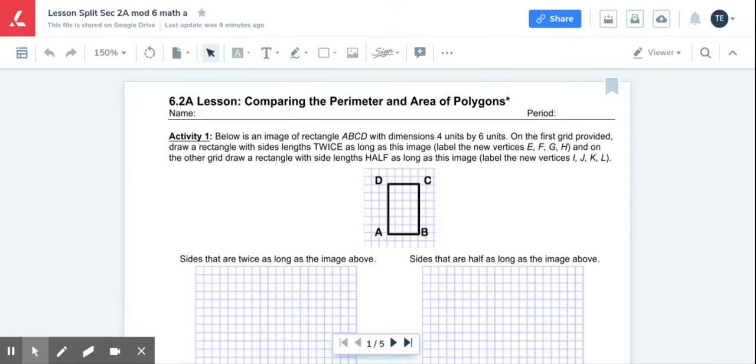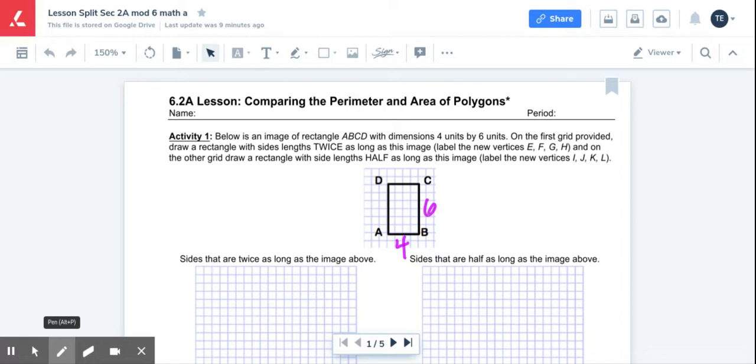All right. 6.2a lesson, comparing the perimeter and area of a polygon. So we want to know when we change the sides, what happens to the perimeter and what happens to the area. That's the point of the lesson. Below is an image of rectangle ABCD with dimensions 4 by 6. So I'm going to label that. Grab my pen. I got 4 by 6.